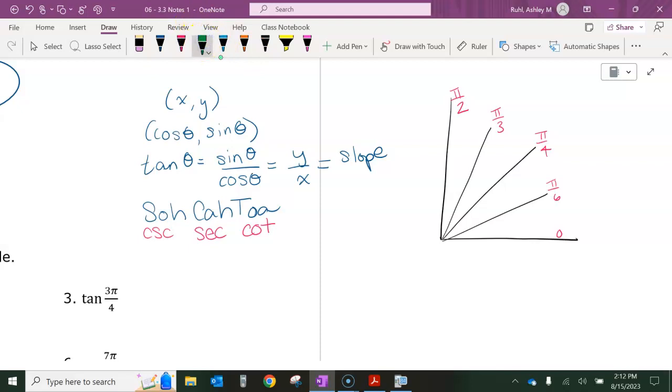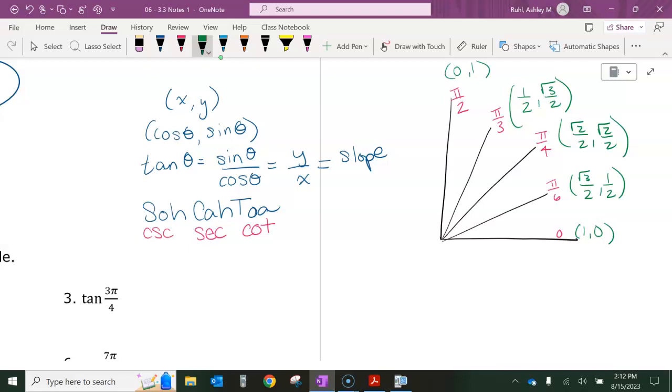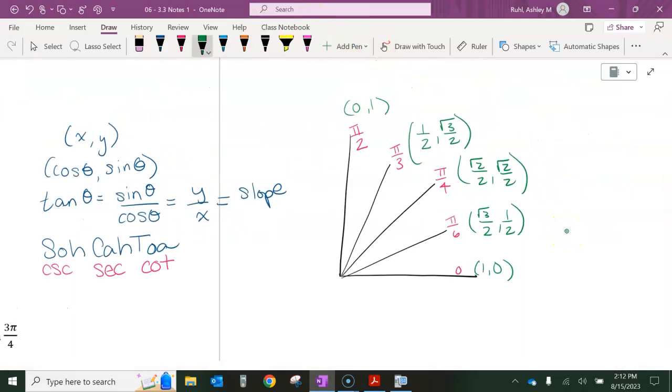We also need to know what their coordinate points are. This one is at (1, 0). This one is going to be (square root 3 over 2, 1/2). Pi over 4 is (square root 2 over 2, square root 2 over 2). Pi over 3 is going to get me (1/2, square root 3 over 2). And then pi over 2 is going to get me (0, 1). Those are my coordinates, which also tell me what cosine and sine are.